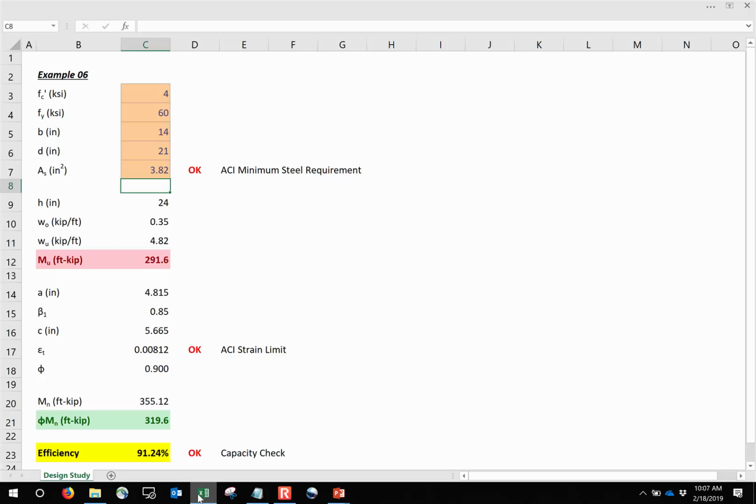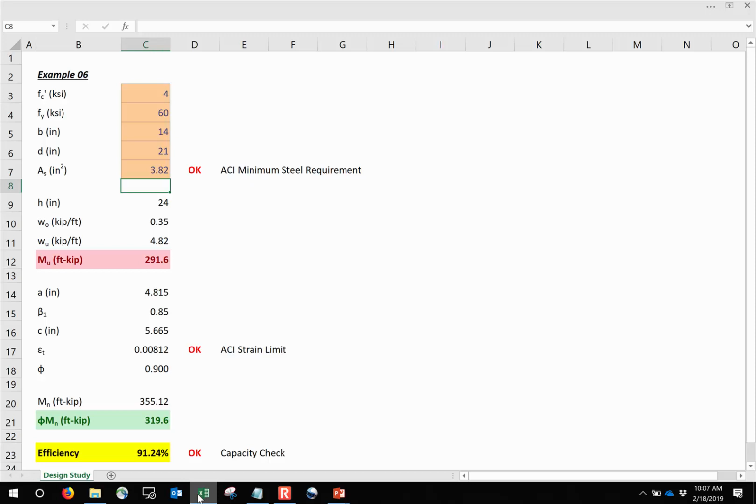We had 4 KSI concrete, 60 KSI steel, and what did we end up with? We ended up with a beam that was 14 inches wide. It had an effective depth of 21 inches, and the area of steel was 3.82 square inches, and it was 3 number 10s, right? Everybody remember that? That's what we had at the end.